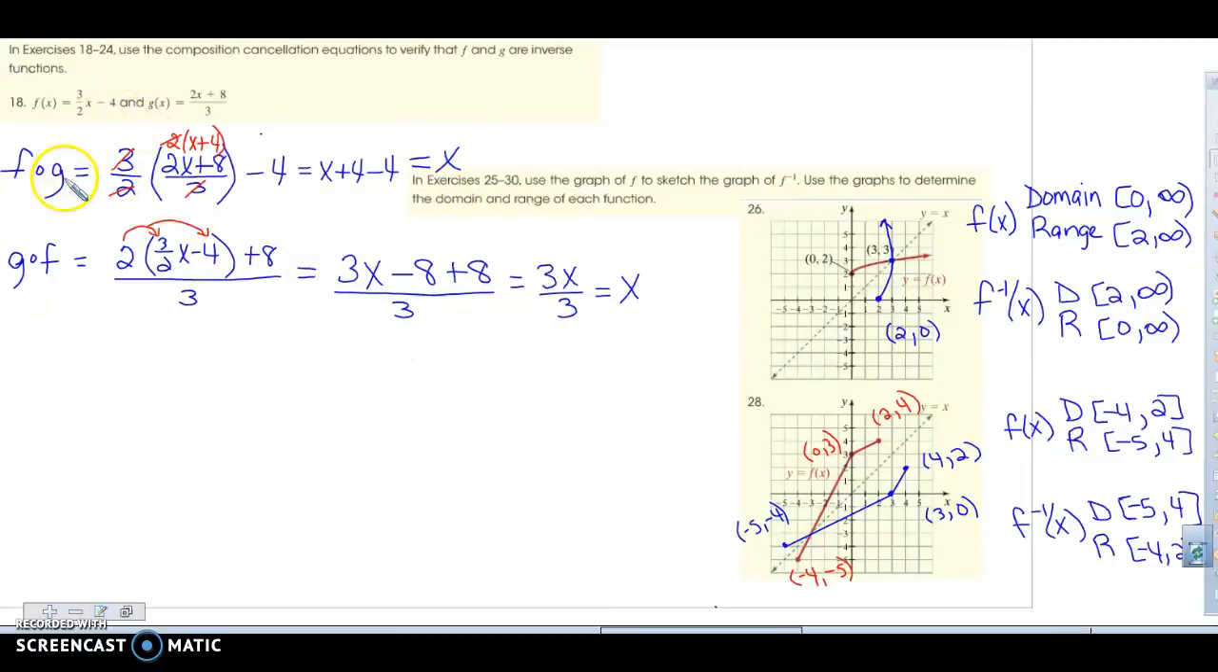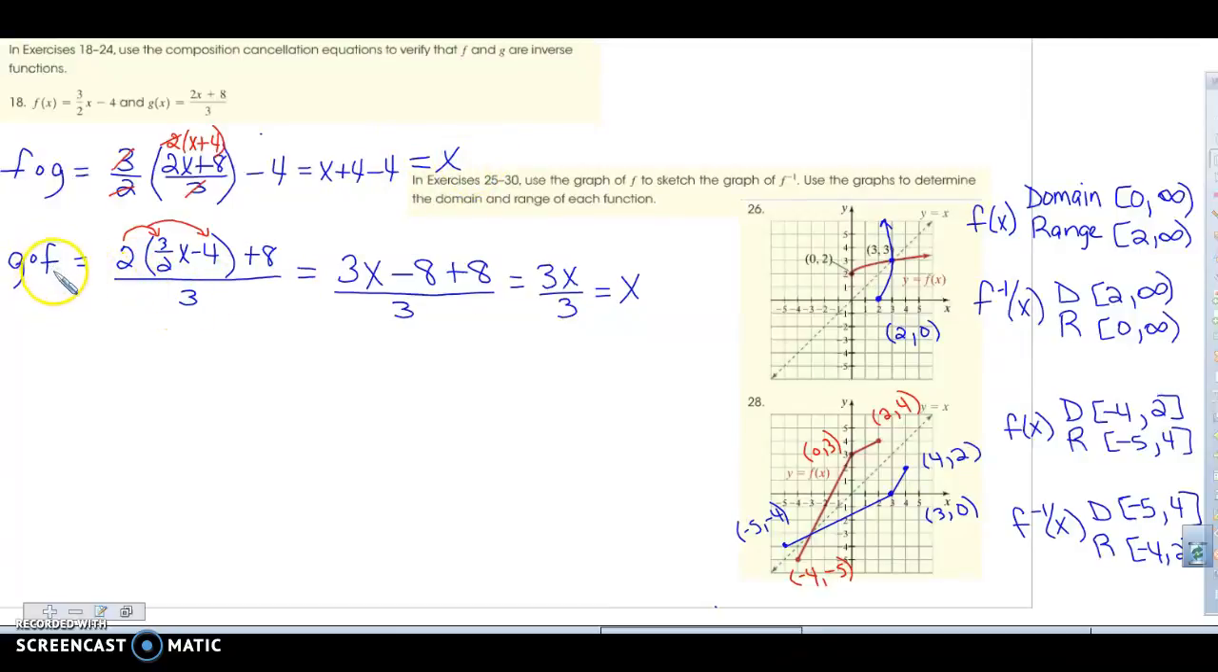So notice we are placing the g function inside of the f, first of all. So we take all of this and place it right here where the x is. Then simplifying, what happens here is the 3's cancel. If you factor the numerator here, you can take out a 2 as a GCF, and then that 2 cancels with this one, leaving just x plus 4. Bring over the minus 4, and everything reduces down to just x.